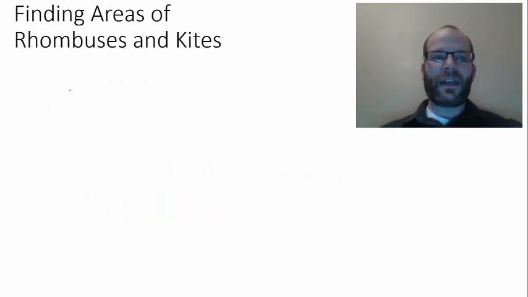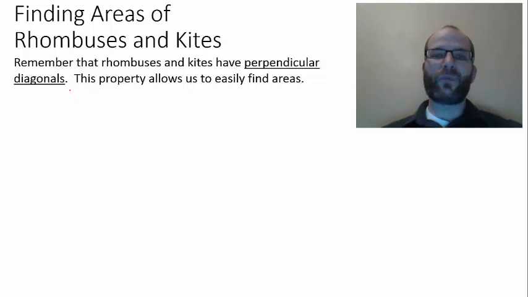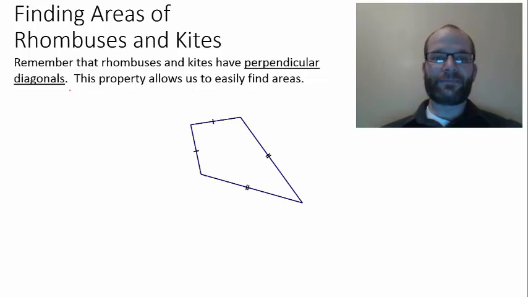Now let's talk about the areas of rhombuses and kites. The formula for the area of a rhombus is the same as that of a kite. So we need to just derive one of these, and then we should be good to go. Remember, as we do this, that rhombuses and kites have perpendicular diagonals. Because that property exists in all rhombuses and kites, it allows us to create a formula very easily.